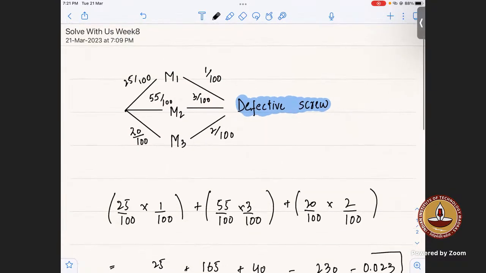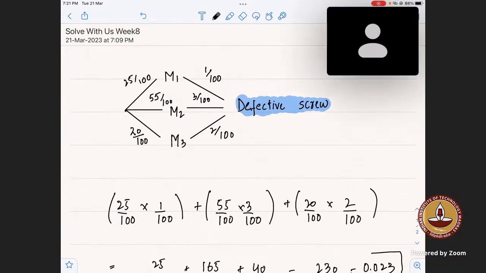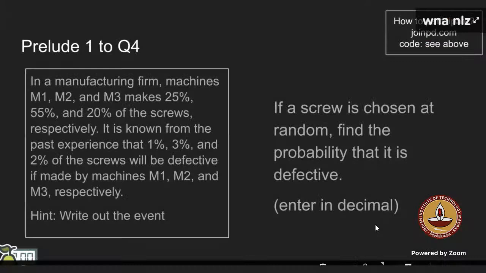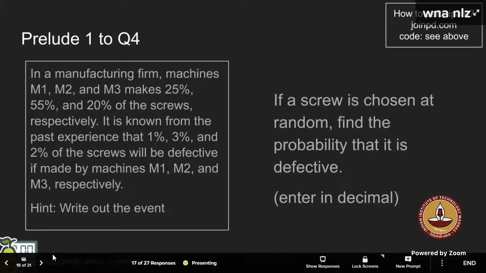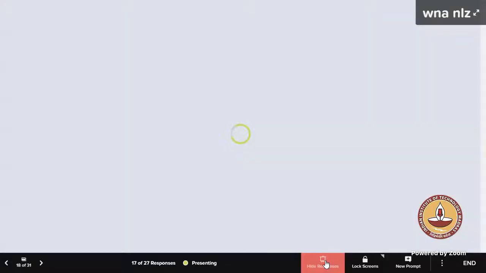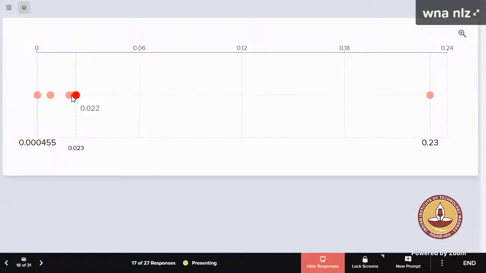Now I think this is clear with everyone. Anyone has any doubts in this question? No, sir. Okay. Now let's have a look at the responses, what you all have responded with. Just a moment. Yeah, the screen is visible. Now let's see the responses. 17 out of the responses are 0.023. Okay, we've got quite a few correct solutions, I believe.